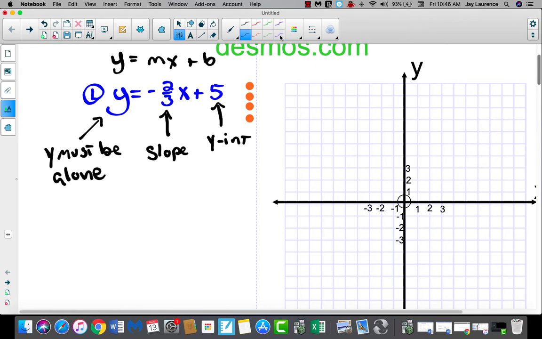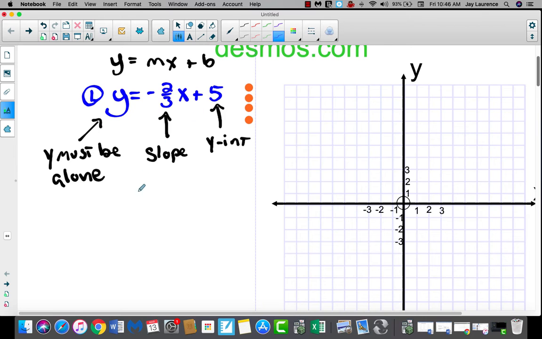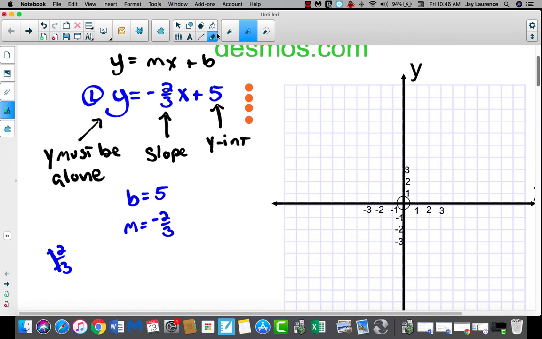So since I am in slope intercept form, I can find my y-intercept, also known as b, right? y equals mx plus b, and in this case it's 5. And then my slope is negative 2/3. Now remember, only one of those can be negative, because if you make them both negative, like negative 2 over negative 3, the two negatives would cancel out, making it a positive fraction. And it's clearly not a positive fraction. So don't go changing the number. Don't do that. It makes it confusing.